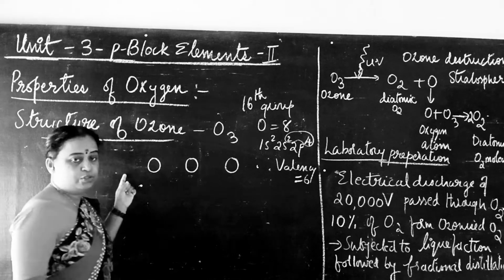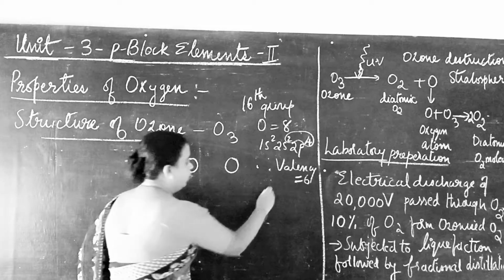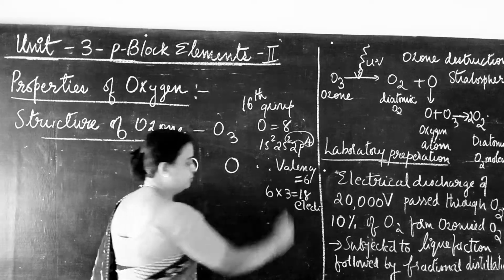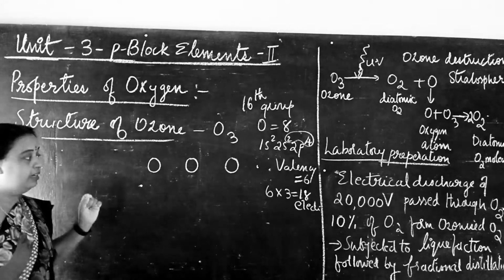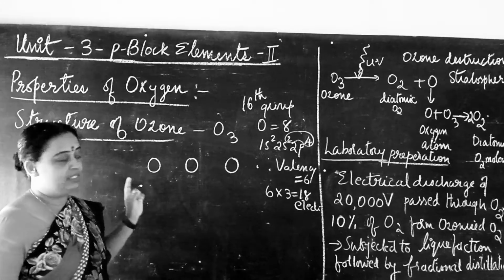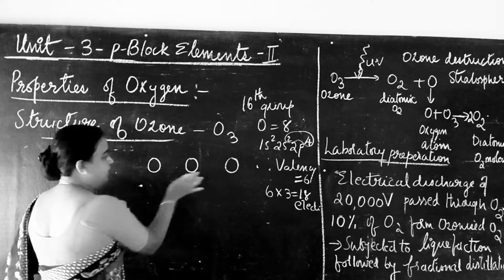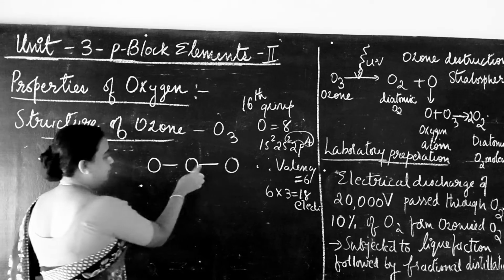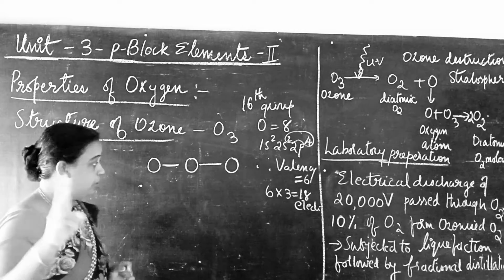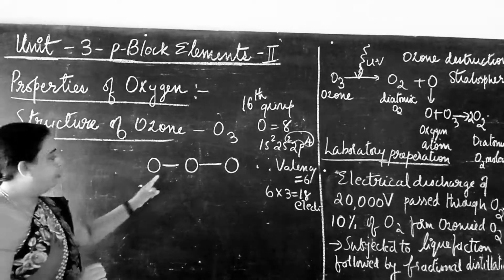Likewise, in ozone, 3 oxygen atoms are there. For each oxygen atom, the valence is 6. So 6 into 3 gives 18 electrons, acting as the valence electrons. Now let us write these valence electrons over here. Between these 3 oxygen atoms, let me put one bond here and one bond here. One bond means 2 electrons. Now how many electrons are left? 4 electrons are here.